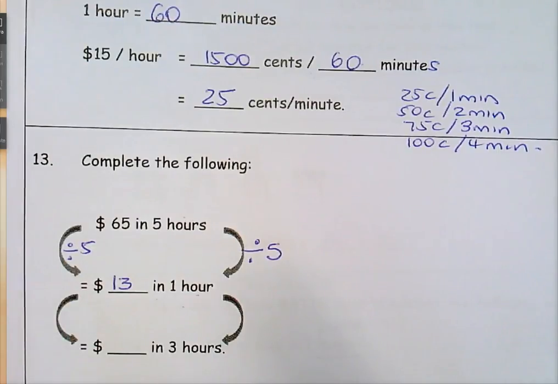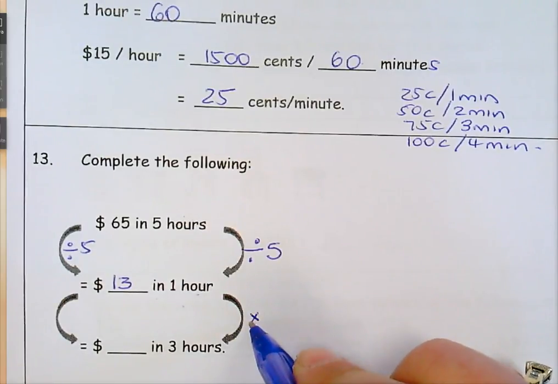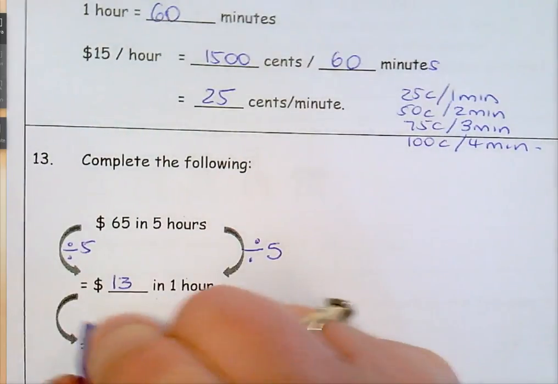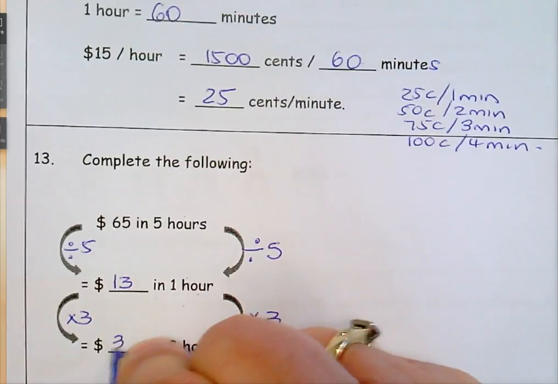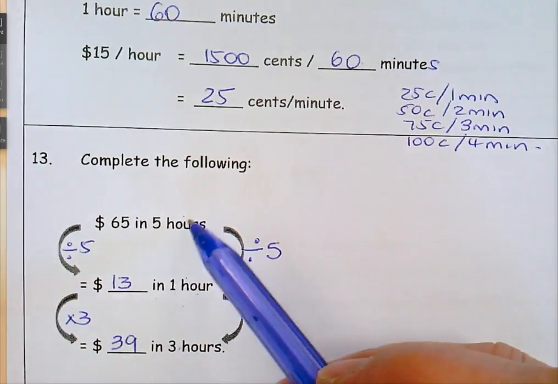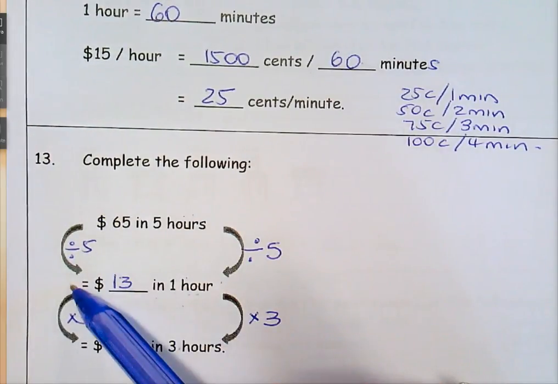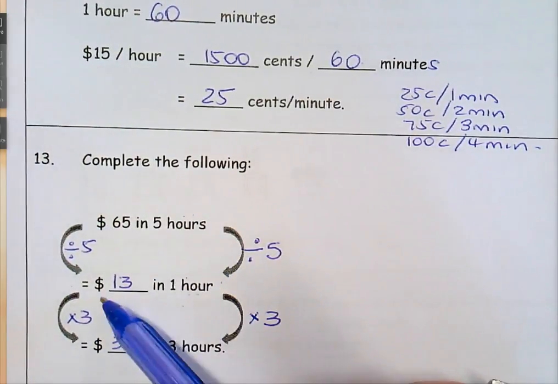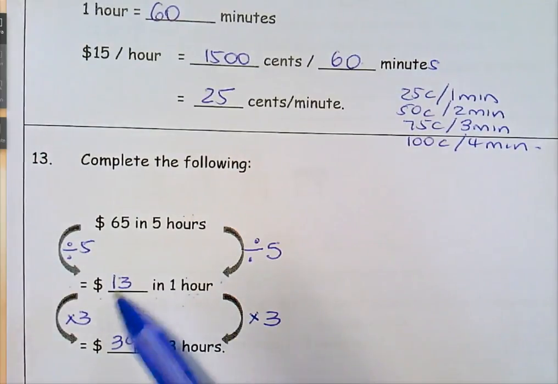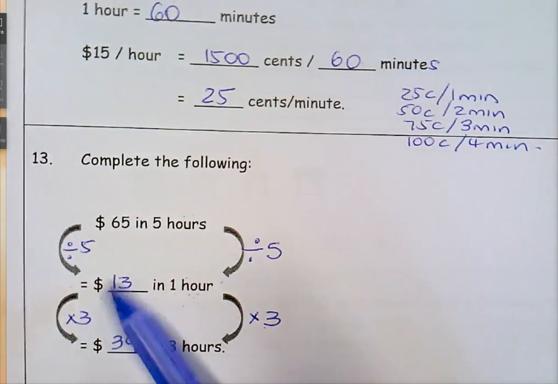So if you're paid $13 in 1 hour, how much do you get for 3 hours? How do you go from 1 hour to 3 hours? It's times 3. And it's $39 in 3 hours. Someone's easy because they're in the 5s. But the thing that we look at is how do we get from 5 hours to 1 hour? We divide by 5. The main thing with ratios, whatever you do to one, you do to the other one. If you know you're getting $13 for 1 hour, for 3 hours you'd have to times it by 3. 13 times 3.